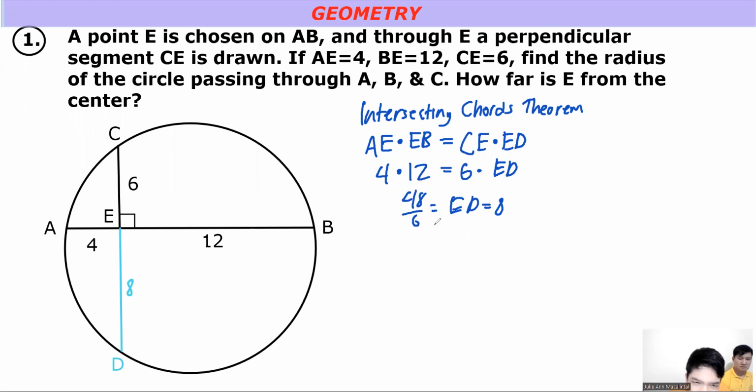So now, find the radius of the circle passing through A, B, and C. So first, to find the radius, we of course need the center. We don't have any other way to do it. So is the center on the left side or right side of C? Obviously, it is only based on our figure.